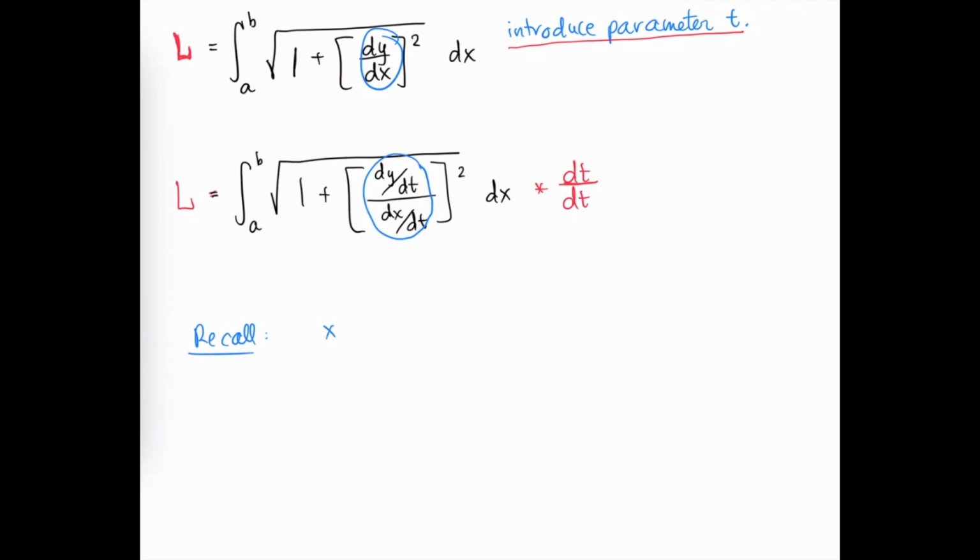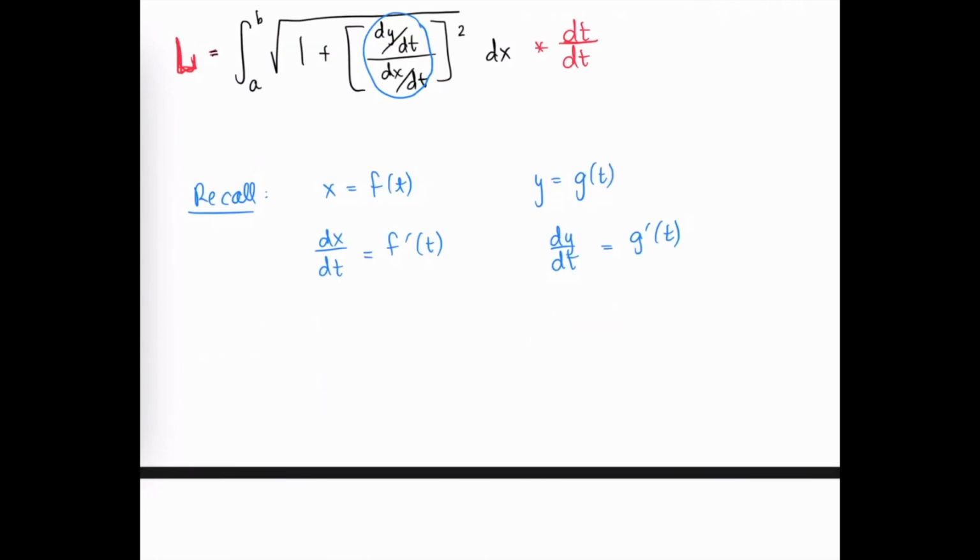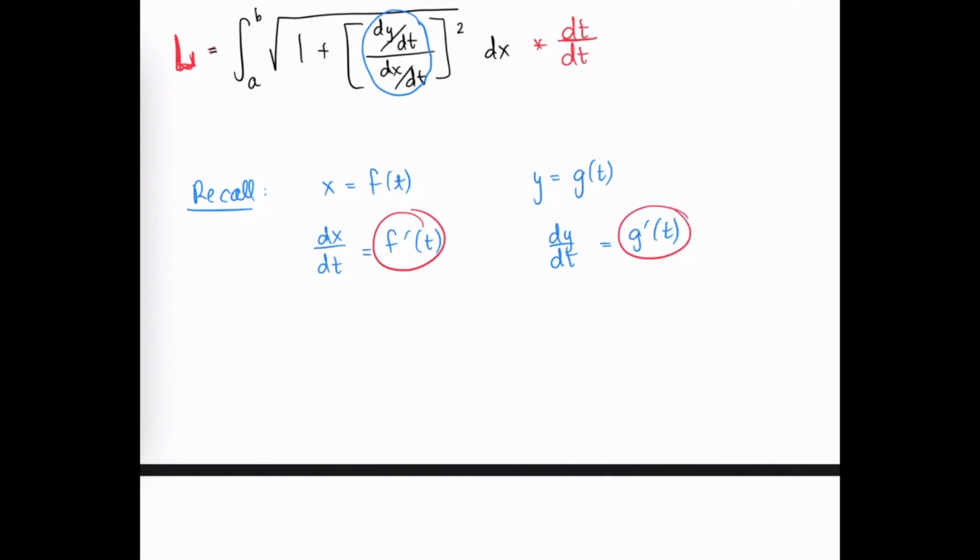Now let's recall from the beginning of this video that x was equal to the parametric equation f at t, y was equal to the parametric equation g at t, and dx dt was the first derivative of my parametric equation for x, and dy dt is the first derivative of the parametric equation for y. So we'll just sub in f prime at t and g prime at t for these dx dt, dy dt's in the integrand here. Now we're in the middle of the migration from integrating with respect to x to integrating with respect to t. So while we're in transition, I'm going to leave off the limits of integration and focus just on the integral.